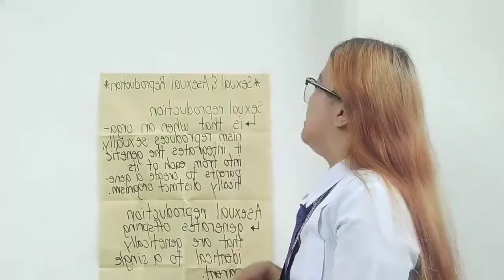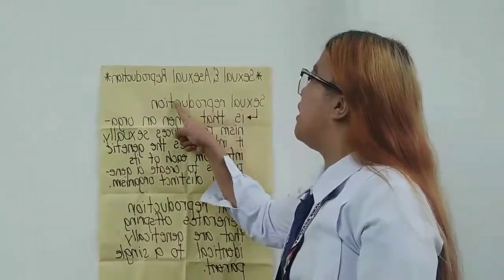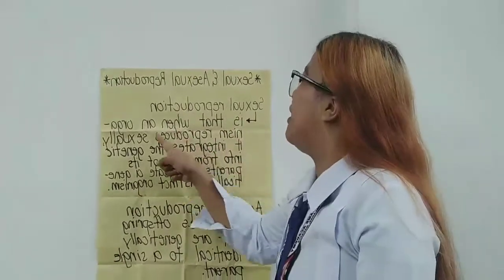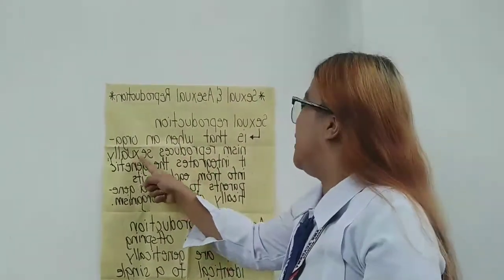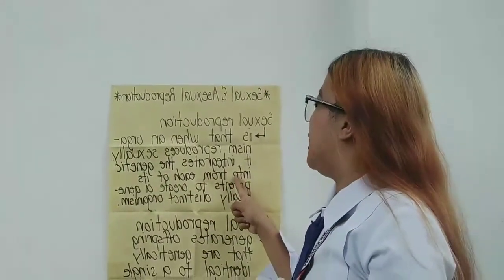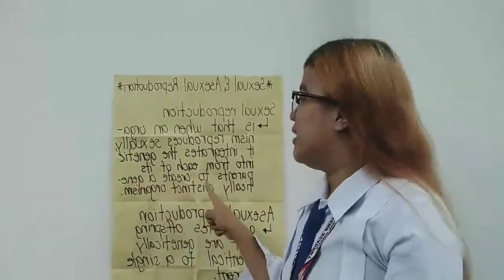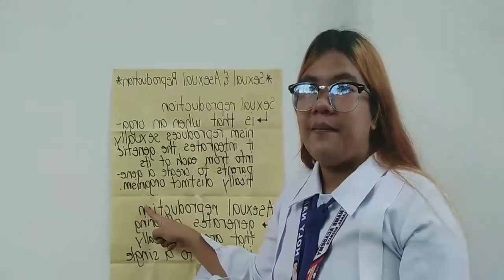Today, I am going to tackle sexual and asexual reproduction. There are two types of reproduction, the sexual and asexual. Sexual reproduction is when an organism reproduces sexually, it integrates the genetic information from each of its parents to create a genetically distinct organism.